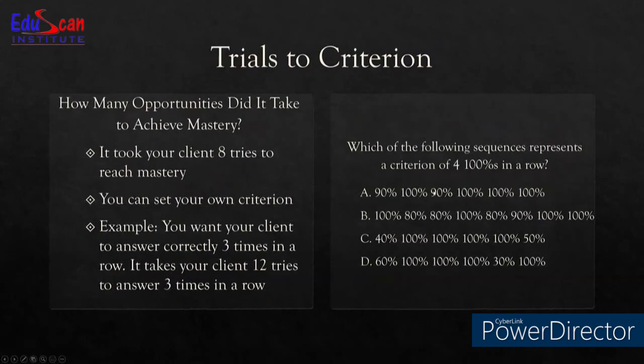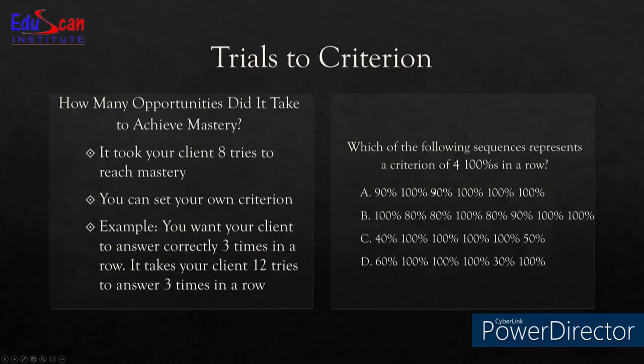Trials to criterion. How many opportunities did it take to achieve mastery is a very important concept of measurement. It took your client 8 tries to reach the mastery. You can set your own criterion. Example, you want your client to answer correctly 3 times in a row. It takes your client 12 tries to answer 3 times correctly in a row. So you need to understand what is your criterion.